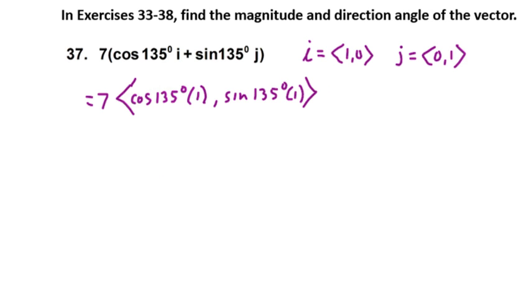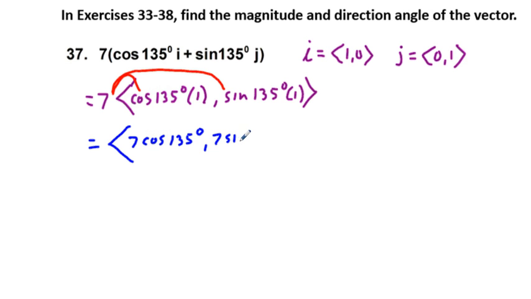Well, if we distribute the 7 to both these terms, here, we are going to get 7 cosine 135 degrees, comma, 7 sine 135 degrees.